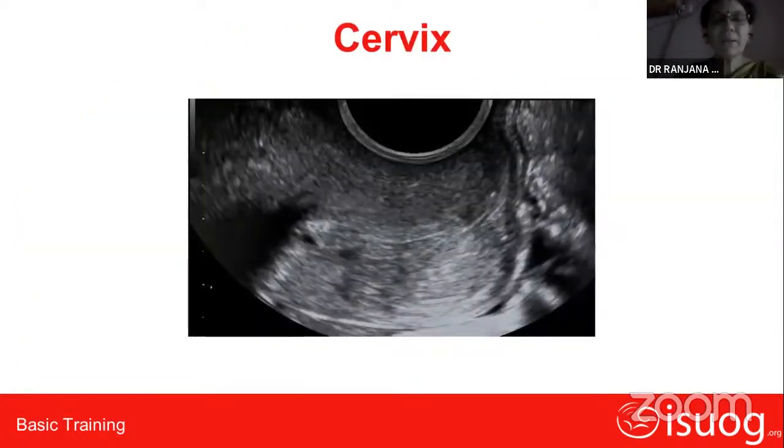So now my part is the cervix. Now what do you mean by cervix? It's the lower portion of the uterus extending from the internal os to the external os and consisting of endocervix and cervical stroma. The ectocervical part of the cervix is covered by squamous epithelium and the endocervical part is covered by columnar epithelium.